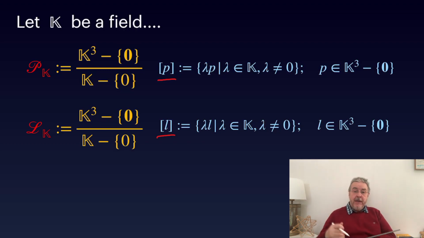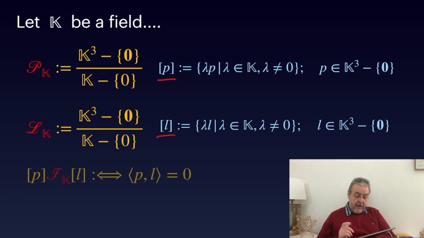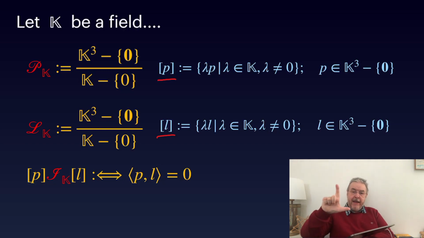Now we have to define when a point and a line is incident to each other. And this here is the definition of the incidence relation. So if we have one equivalence class for the points and one equivalence class for the lines, we call them incident if the standard canonical scalar product between the point and the line coordinate equals 0. So if you want to think about K being the real numbers, this means that the representing vectors of L and P are orthogonal to each other. But we're now at a general field K, and you shouldn't think too geometrical at that point.